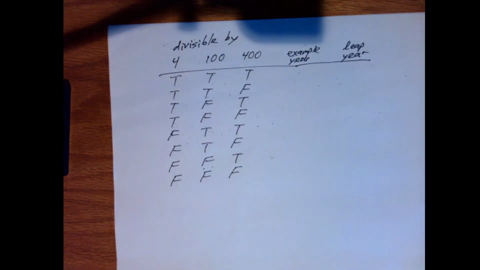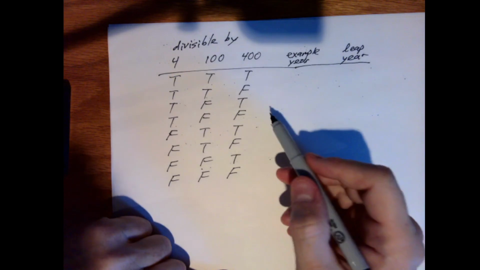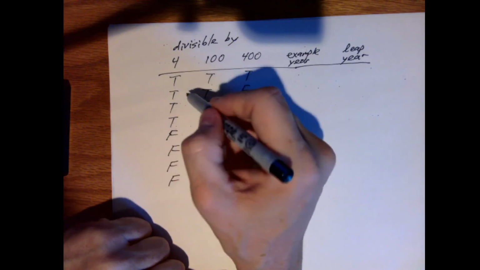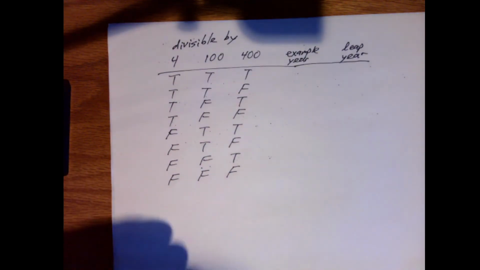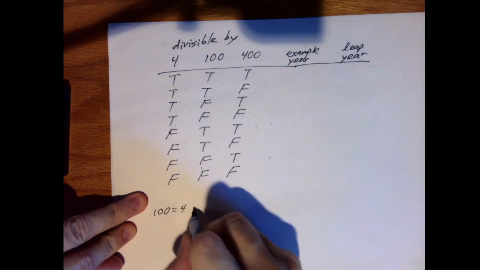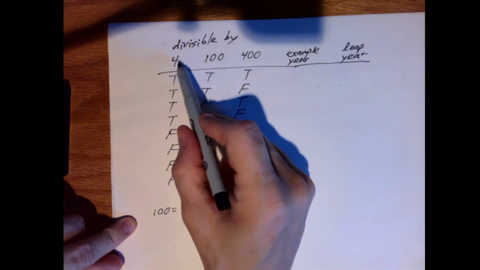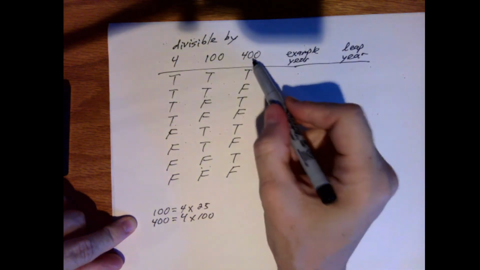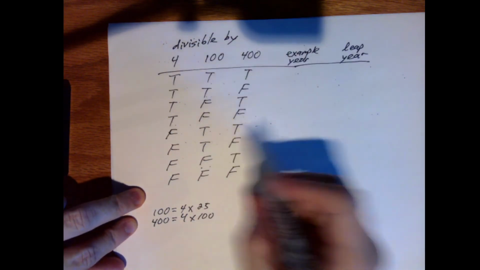All right? And in a moment, we'll actually add some notes. But let's look through these possibilities. So when I'm just generating the truth table, since there's three variables here, and each takes on two possible values, that means I have to have eight combinations of true and false. But not all of these are actually possible, because what we need to keep in mind is that 100 is equal to 4 times 25, which means any year that's divisible by 100 is automatically divisible by 4, and 400 is equal to 4 times 100, so any year automatically divisible by 400 has to be divisible by both 4 and 100. So let's look at this line here.